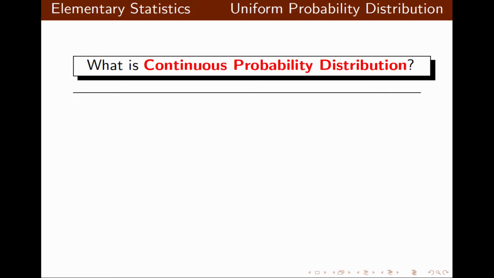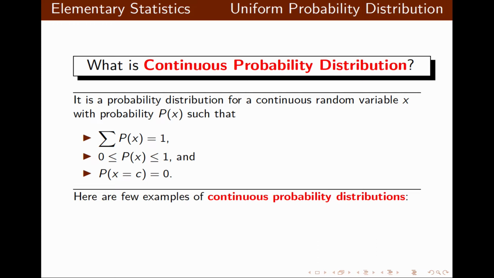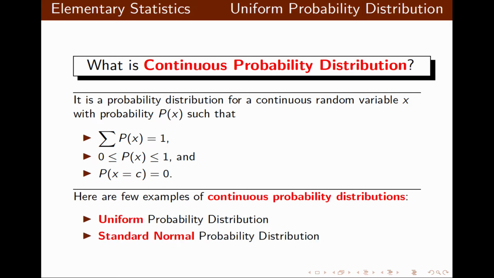Now, what's the continuous probability distribution? It's a probability distribution for a continuous random variable x with probability p of x such that the sum of all probabilities is 1. Any probability has to be between 0 and 1 inclusive. And the probability that x is equal to a specific value is always equal to 0. Here are a few examples of continuous probability distribution: uniform probability distribution, standard normal probability distribution, and normal probability distribution.